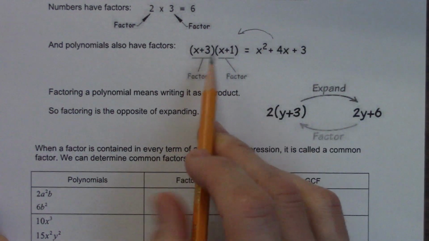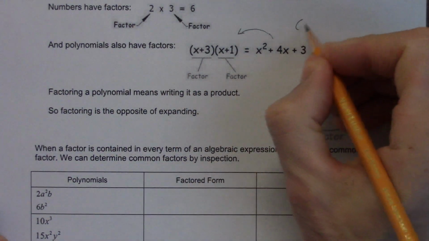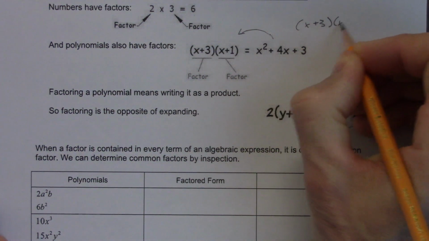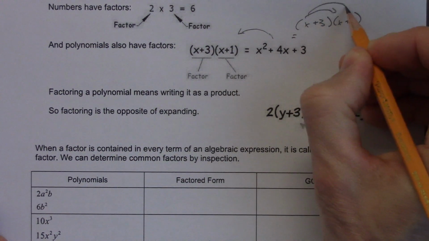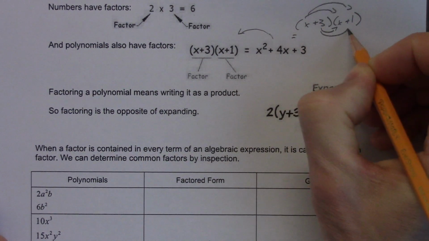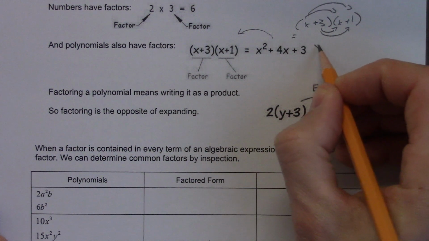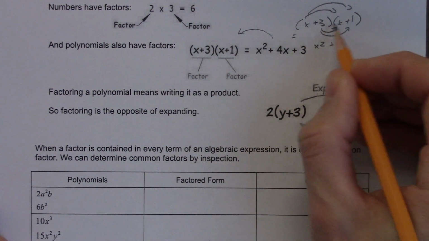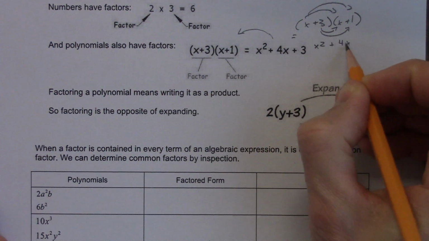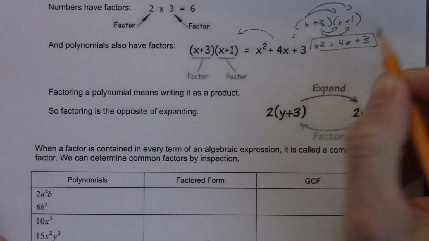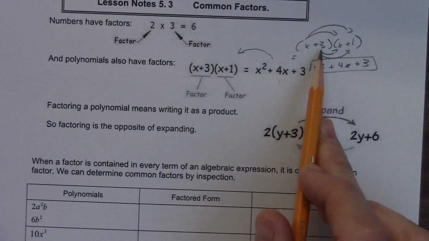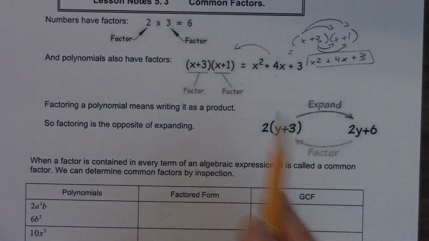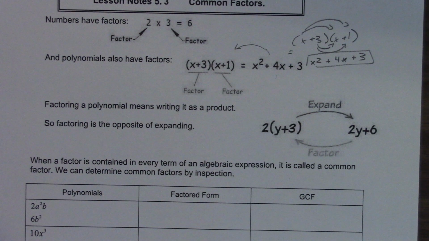But what you can see is if you multiply this out, so if I were to do x plus 3 and x plus 1, using FOIL, right, our first terms, and then our outside terms, and our inside and our last terms, we would get x squared plus x plus 3x, so it's plus 4x, and then plus 3. Okay, so you can see that these are in fact factors of this term if you were to multiply them out here.